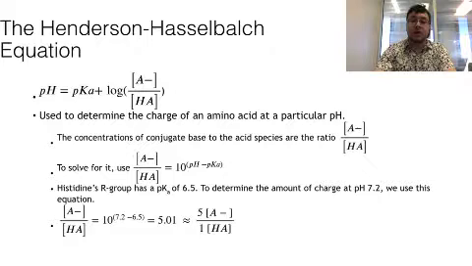This determines the ratio of molecules which will act as either the acid or conjugate base in the solution. If we solve for the ratio of conjugate base per acid, it's 10 raised to the power of the pH minus the pKa value of that specific amino acid. If we wanted to do this with histidine as an example, which has a pKa of 6.5 and it was in a solution of pH 7.2, we would subtract 6.5 from 7.2 and raise 10 to that power. This gives us a ratio of about 5 to 1.